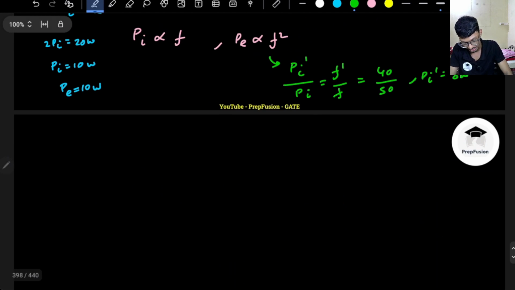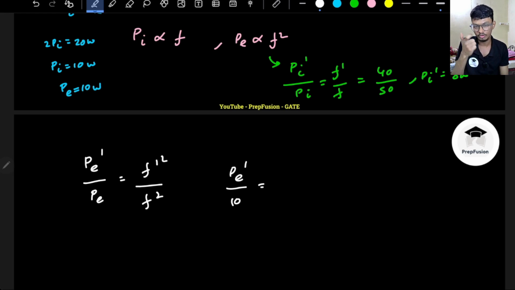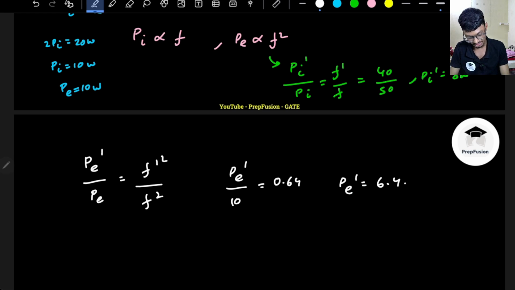What about the eddy current loss? Eddy current loss is proportional to the square of frequency. So Pe dash by Pe will be F dash whole square divided by F square. Pe is 10 watts again, and F dash is 40 divided by 50 whole square. So it is 4 by 5 whole square. So it is 0.64. So my Pe dash is 6.4 watts. So overall iron loss will be how much?